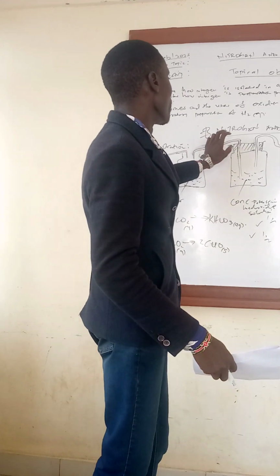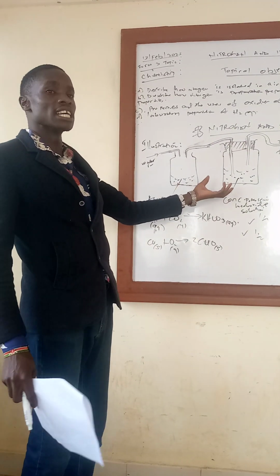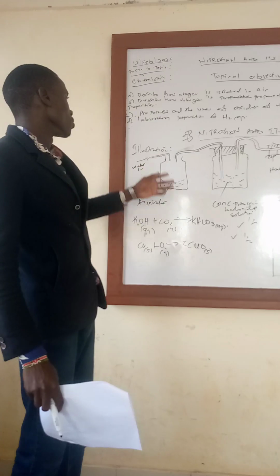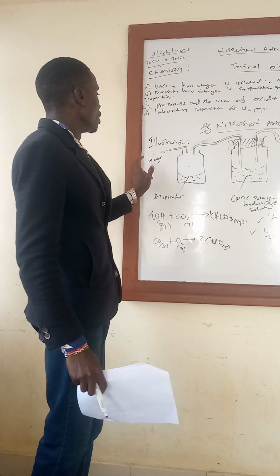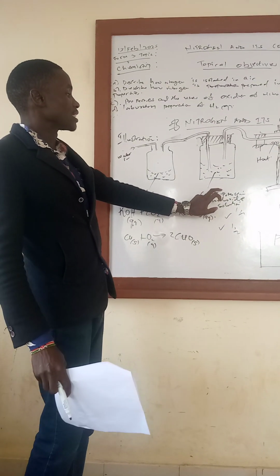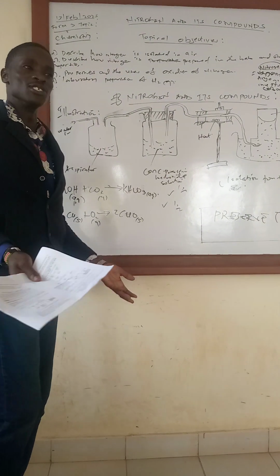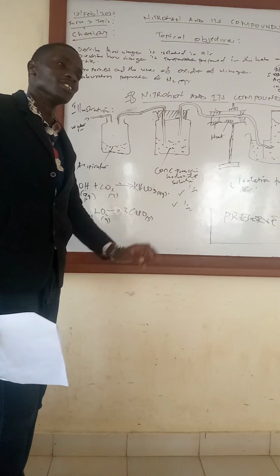So let us look at this illustration that shows how nitrogen is extracted from the atmosphere. This is an inlet that allows water into the aspirator. And then here we have the concentrated potassium hydroxide solution. I think my students, you know these things. What is the purpose of the concentrated potassium hydroxide solution?